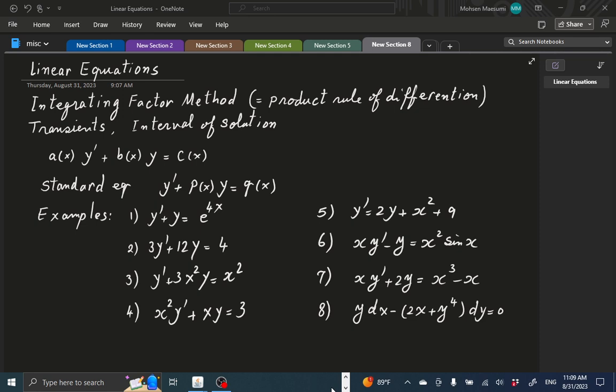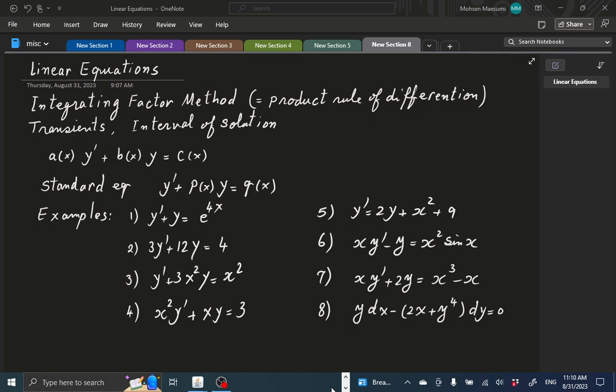The integrating factor method itself is in fact the reverse of the product rule of differentiation. I'm going to explain that. Also today we are going to learn about a couple of side topics. One is transients. Those are components of the solution that go to zero as you go to infinity. And also we are going to take a second look at the so-called interval of solution.